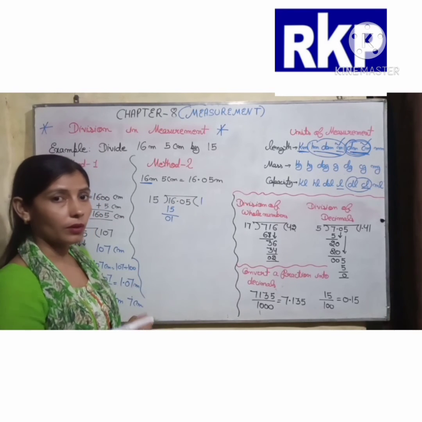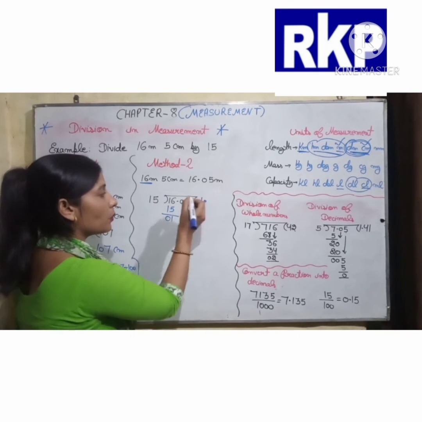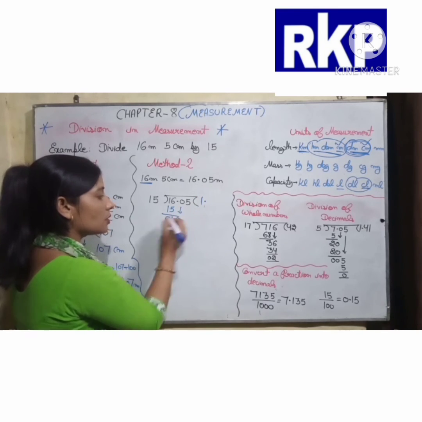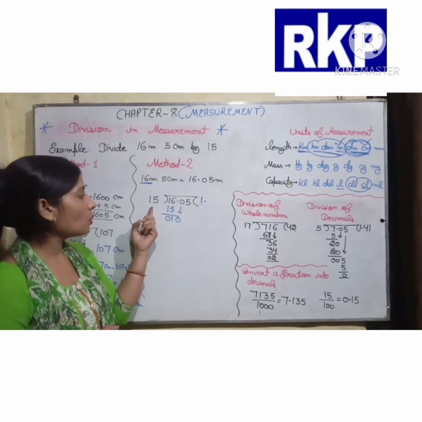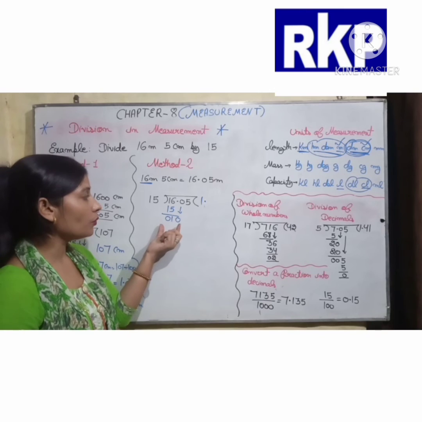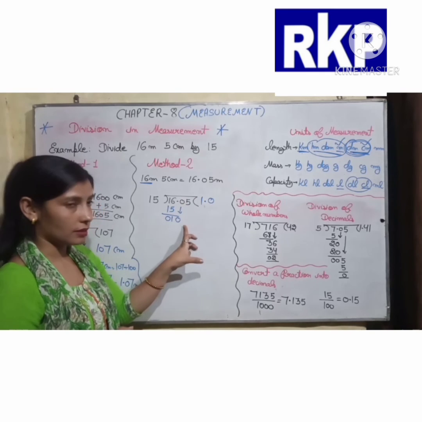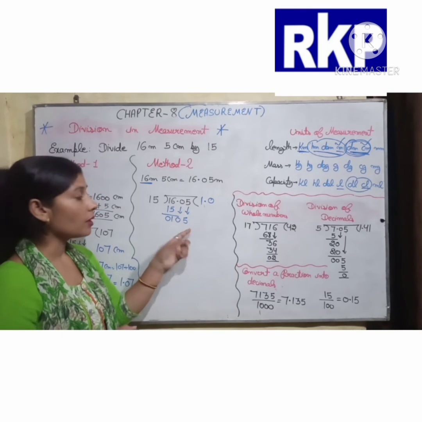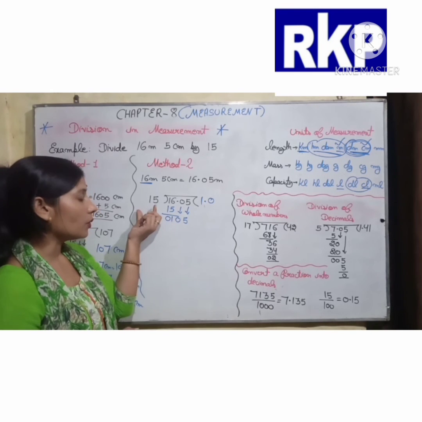Now we have decimal point. After that we have 0. So before writing this 0, we need to put decimal point in our answer also. Now bring down this 0, but here we have only 10, and here we have 15 as a divisor. So we cannot divide 10 by 15 because it is smaller than 15. So we have to put 0 in our quotient for this digit. Now bring down 5. Now we have 105.